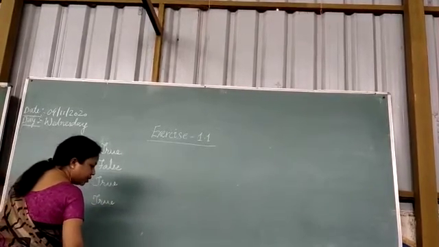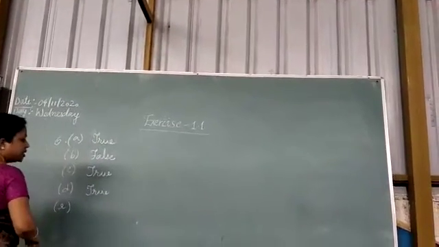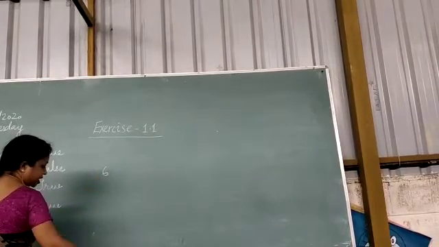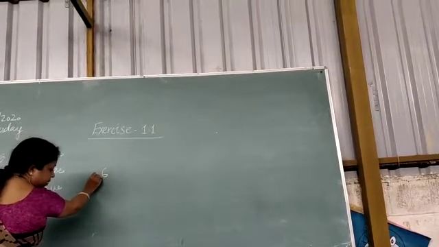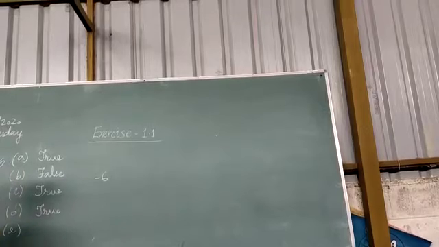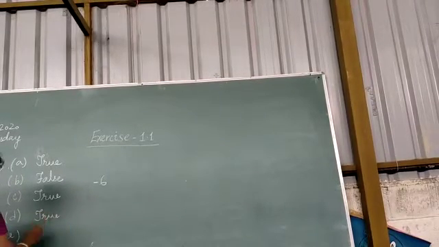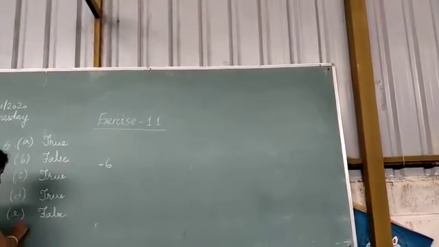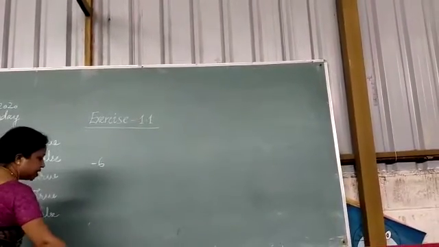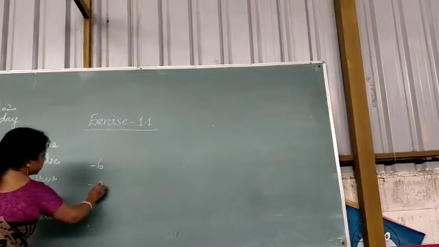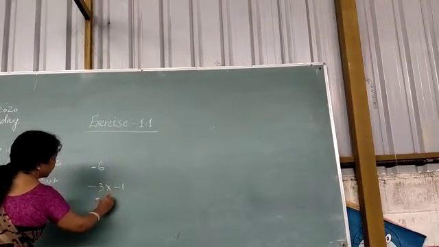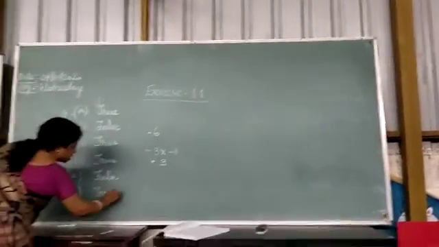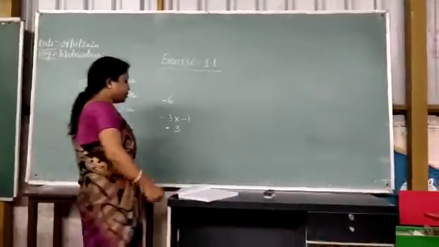Next is 2 into minus 3 is equal to 6. So 2 3s are 6, right? What sign we have? We have a minus sign in 3. So it is minus 6, right? So here it is given only plus 6. So that means it is false. Number F is minus 3 into minus 1. So minus 3 into minus 1 will be how much? 3 ones are 3 and minus plus. So what is the answer? Answer is true. Right? So we come to the last question.